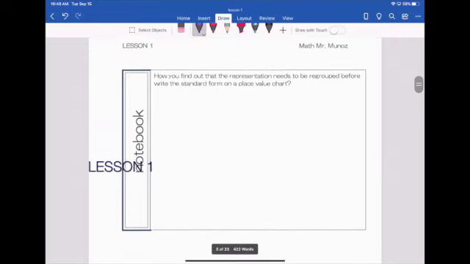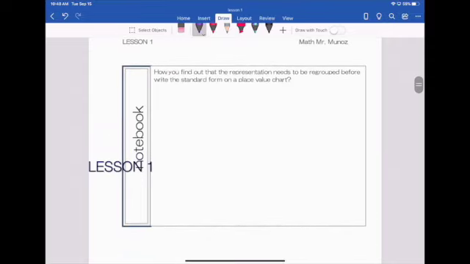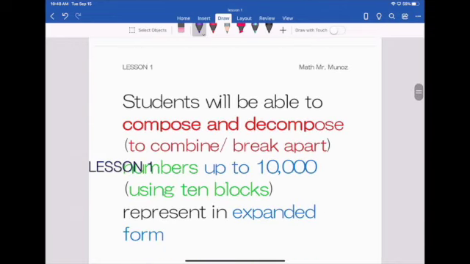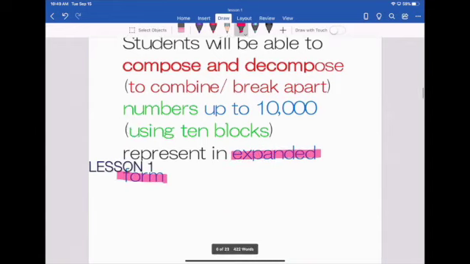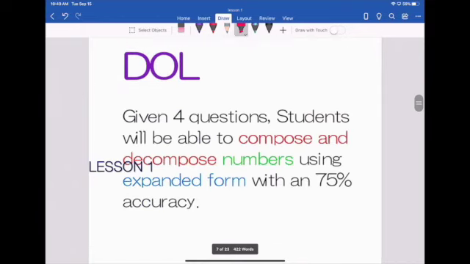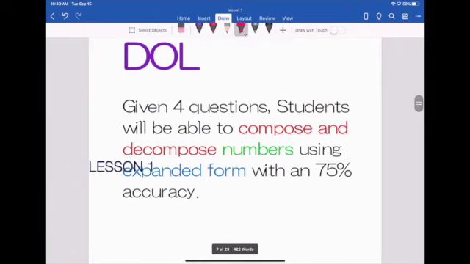Over here in our journal, we write the reason how we found that we need to regroup. This is what we want to learn today. Students will be able to compose and decompose a number, combine or break it apart. Decompose is to separate a number, compose is to combine, put it together, and represent it in expanded form. Expanded form is the big concept we need to do today. Expanded form.